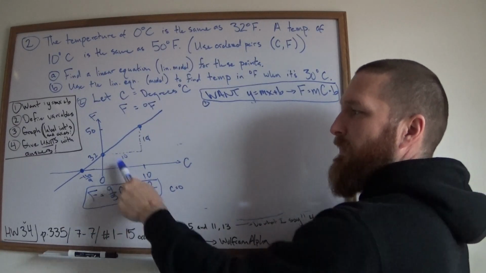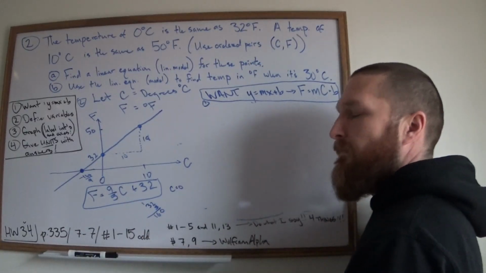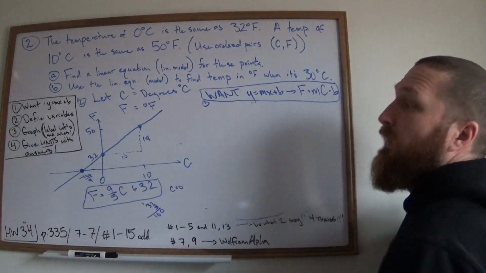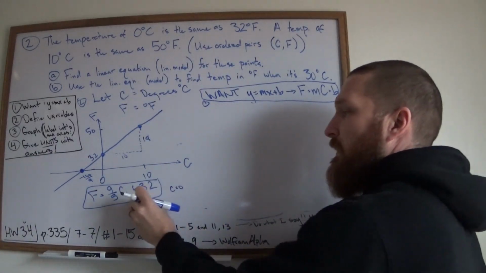The y-intercept is 32, yes. The slope is positive, right? 9/5 is a positive number, so it should be going up. Hey, that looks good. Okay, I've assessed. That looks nice.